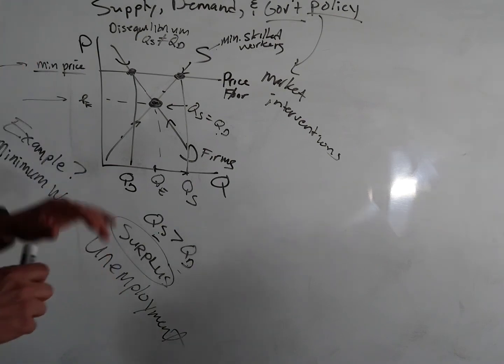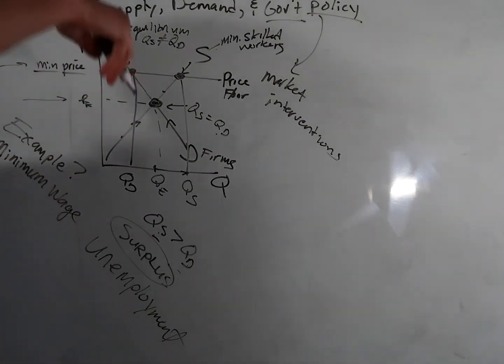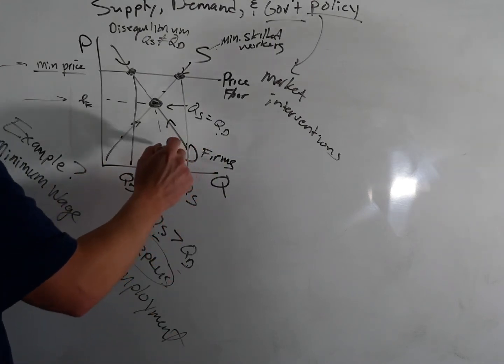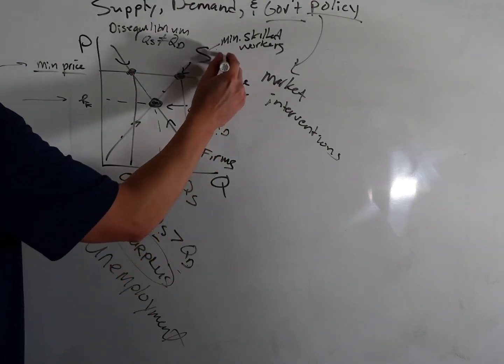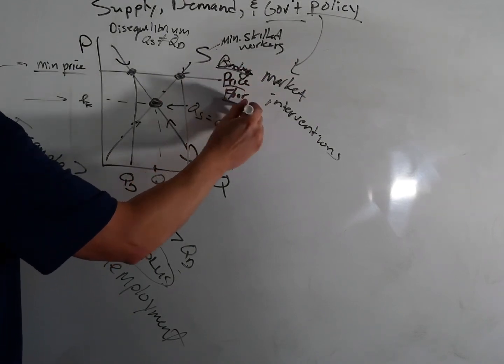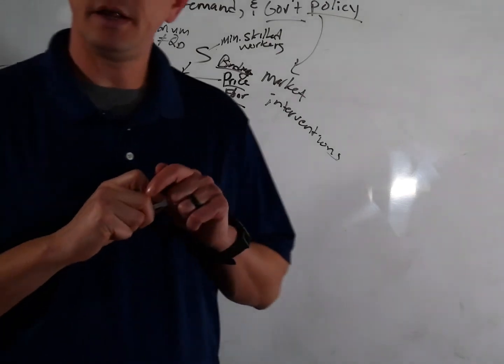So a binding price floor prevents you from going down to equilibrium. So if a floor was down here, it wouldn't be binding because we're not trying to go down here. But this is a binding price floor. In the next video, we'll talk about a binding price ceiling.